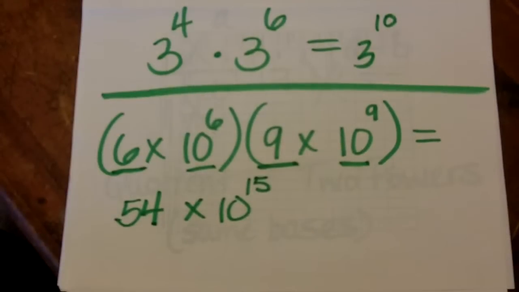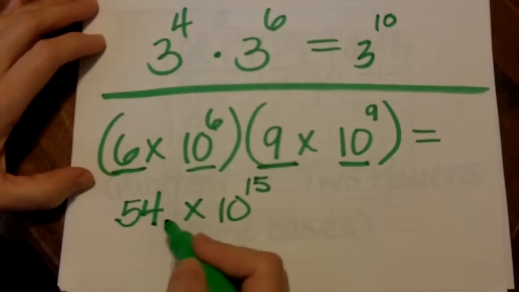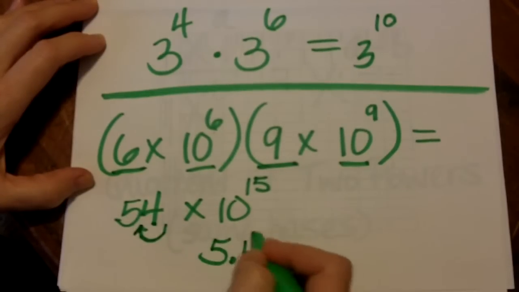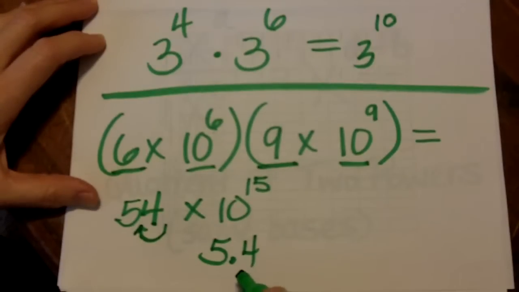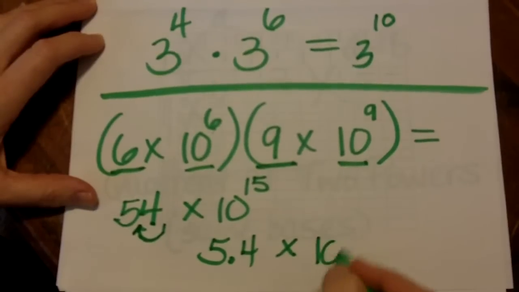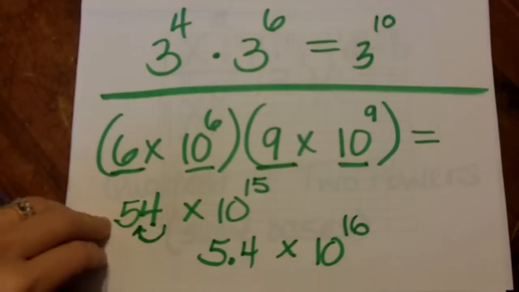Now, if you leave your answer like that, are you correct? No, we need to put it in proper scientific notation form. Now, in this case, we're going to have to move this imaginary decimal to the left. And when we move it to the left, we're making 54 much smaller, 10 times smaller, in fact, to get 5.4. That means we're going to make the exponent 10 times larger. So we make the 54 smaller, we make the 10 to the 15 larger, and we get proper scientific notation form.